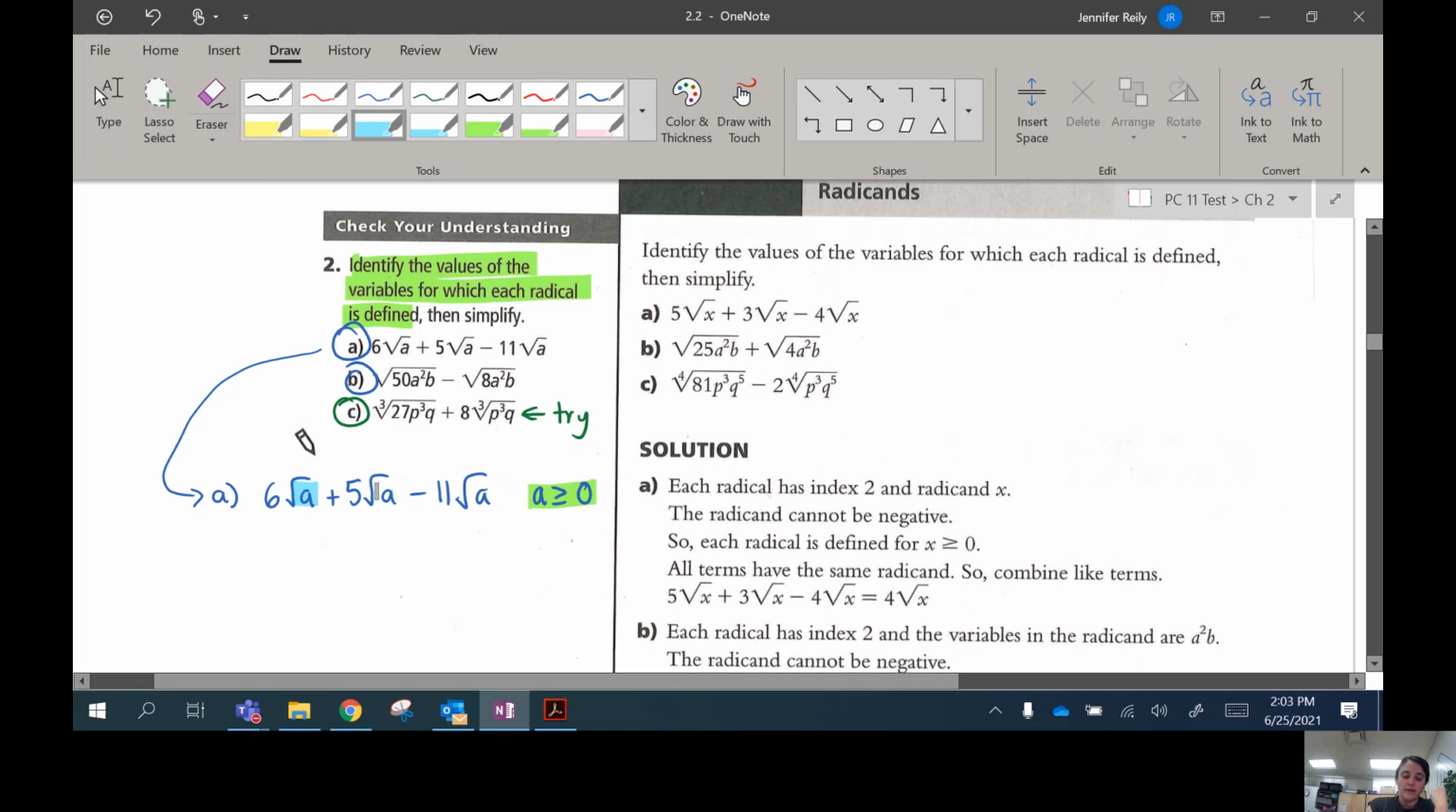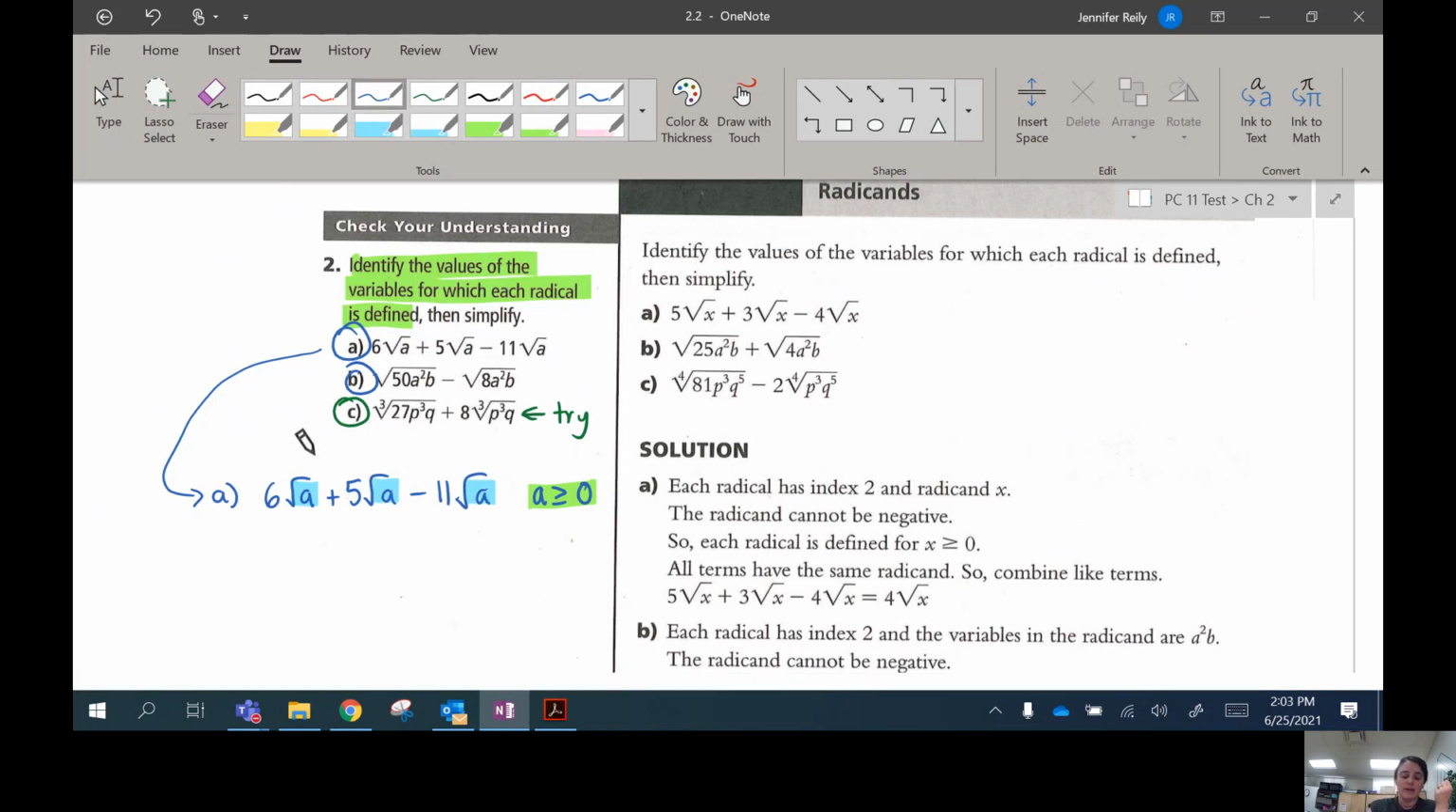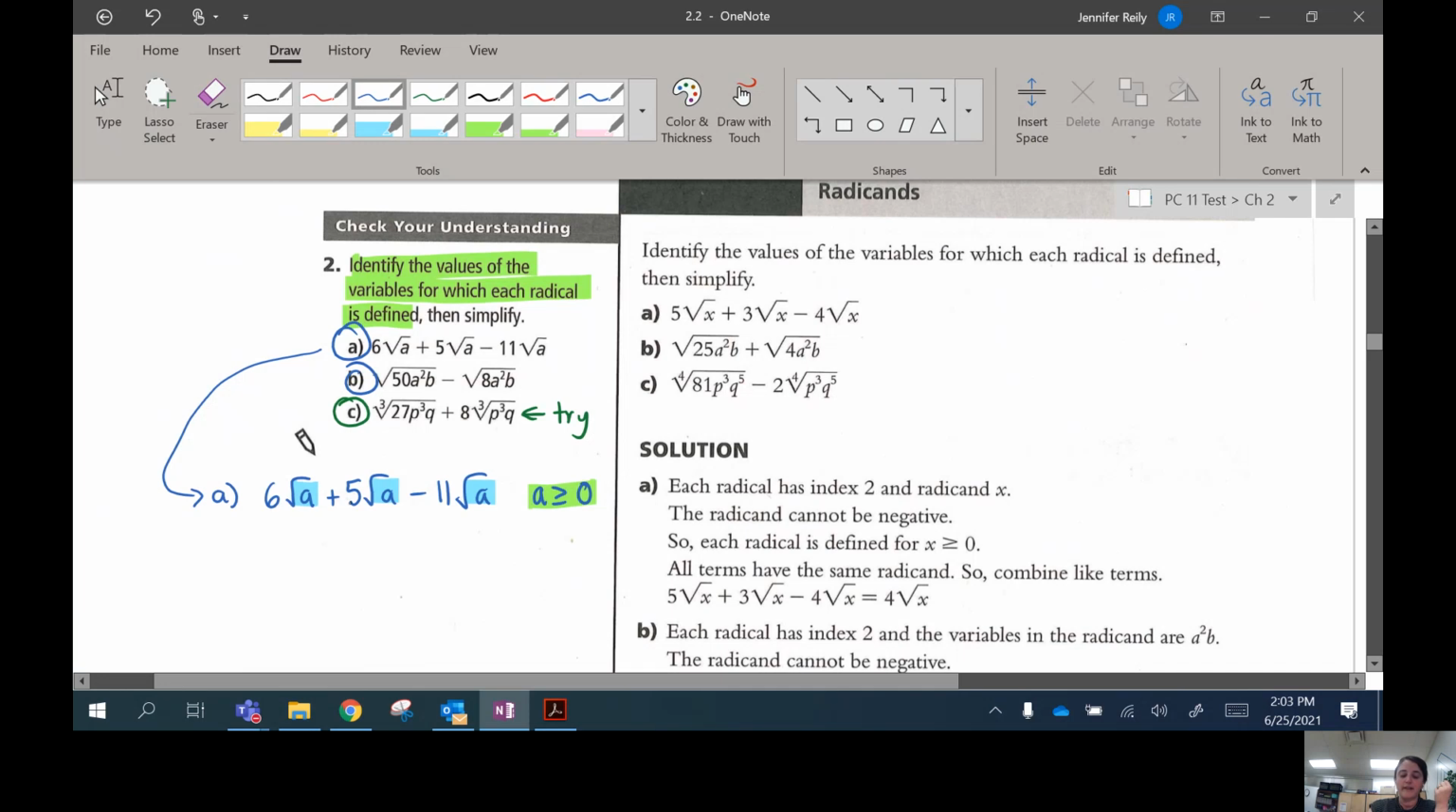And these are all like radicals. I don't have to do any simplifying or writing as mixed radicals here. I can just simply add the coefficients. So 6 plus 5 is 11, minus 11. Oh, that's 0 square root a, which would just be 0.